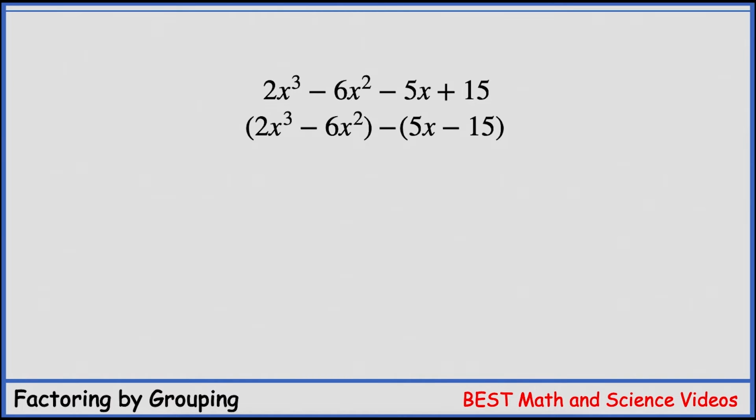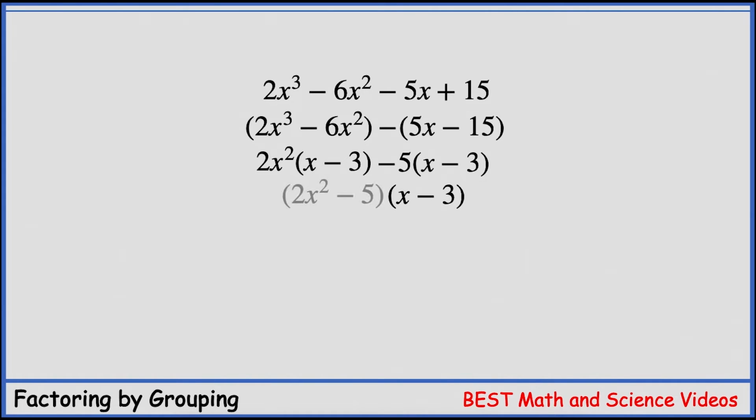So now the second step is to factor out the greatest common factor from each group. So factor 2x squared from the first group and factor 5 from the second group. Now notice that the remaining parts are both x minus 3. So multiply the parts in common, x minus 3, by the sum of the other parts, 2x squared minus 5. And this is the factored form of the expression.